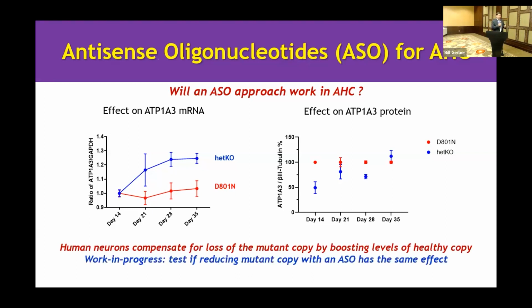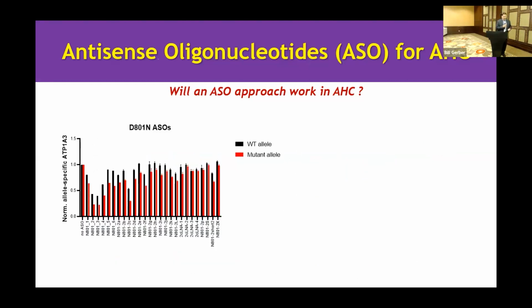So this bodes well if, in fact, we were able to make a perfectly selective antisense oligonucleotide that could only get rid of just the mutation. And that's been our goal. So we've been working on that for a little while. We've actually targeted the two most common ATP1A3 mutations, D801N.